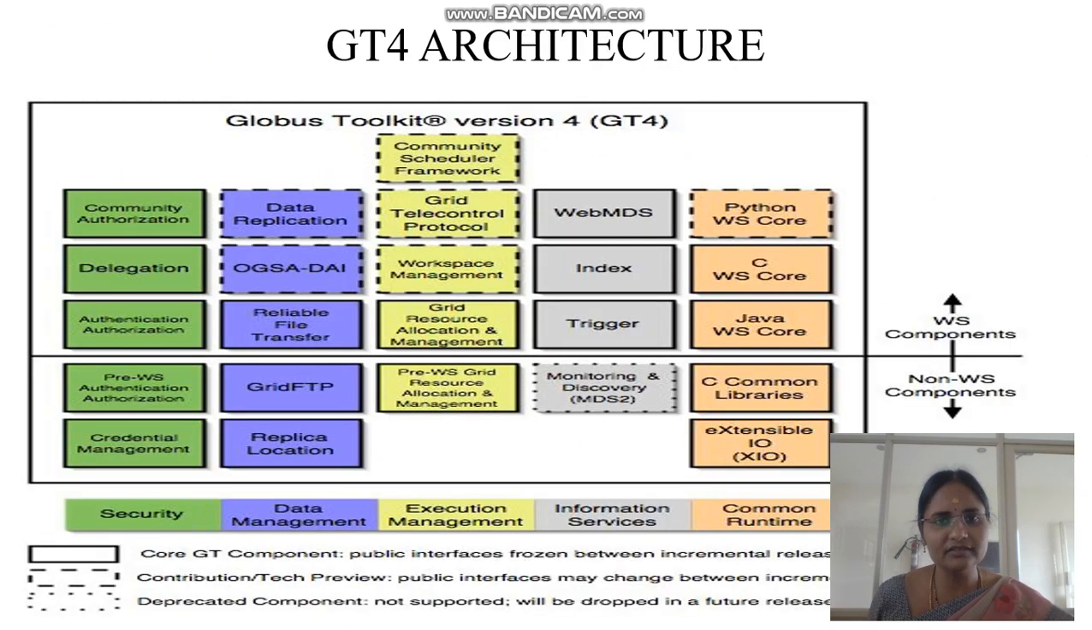And finally, this is the figure where we can look at the architecture. This is the version 4 architecture for the GT. If you look at this figure, at the topmost level all components are WS components. And below that, starting from pre-WS authentication and authorization, these are non-WS components. As we discussed already, GT4 supports not only WS but also a non-WS component executable environment.